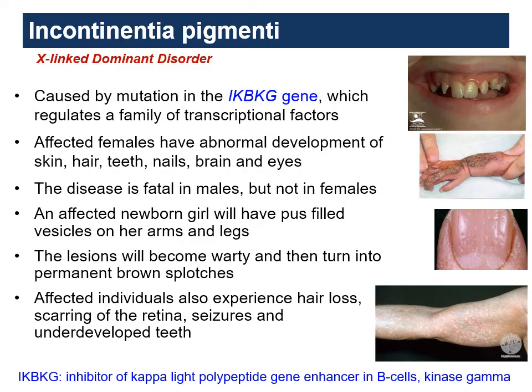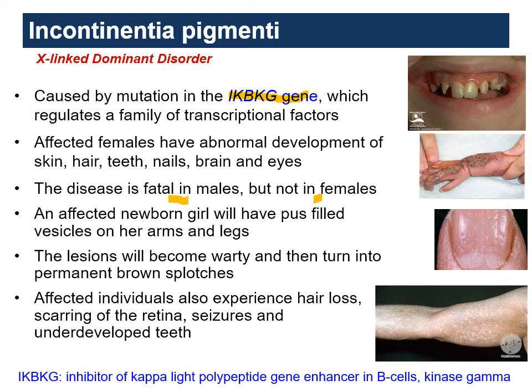Incontinentia pigmenti is caused by mutation in the inhibitor of kappa-like polypeptide gene enhancer in B cells kinase gamma, or IKBKG gene, which regulates a family of transcriptional factors. Affected females have abnormal development of skin, hair, teeth, nails, brain, and eyes. The disease is fatal in male, but not in female.